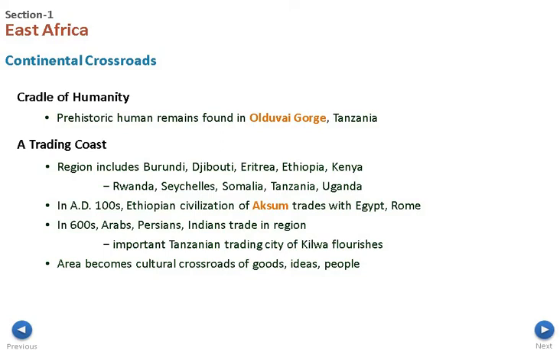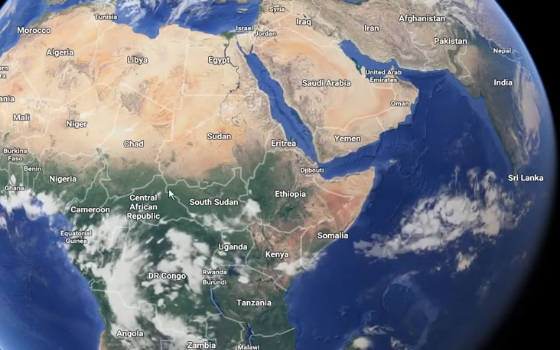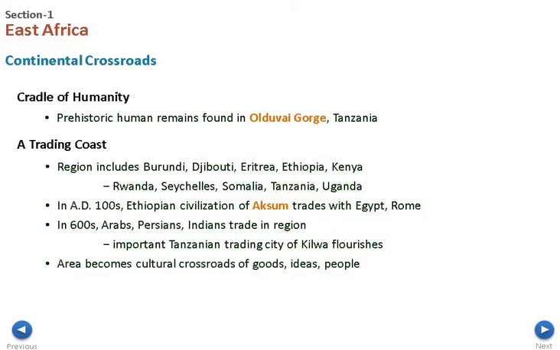The region is going to include Burundi, Djibouti, Eritrea, Ethiopia, Kenya, Rwanda, Seychelles, Somalia, Tanzania, Uganda. All these countries are on this eastern side right here, and you're going to see that they develop into really a region. In 100 AD, the Ethiopian civilization of Aksum is going to be trading with Egypt and Rome, and so what we see almost 2,000 years ago is Africa trading all over, and they become very important for the trade of a lot of people.